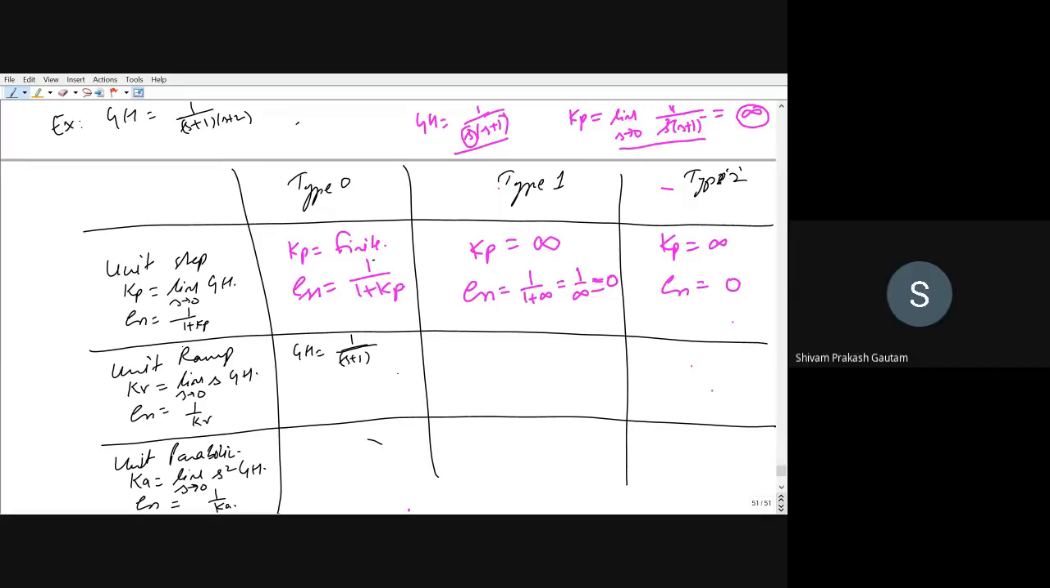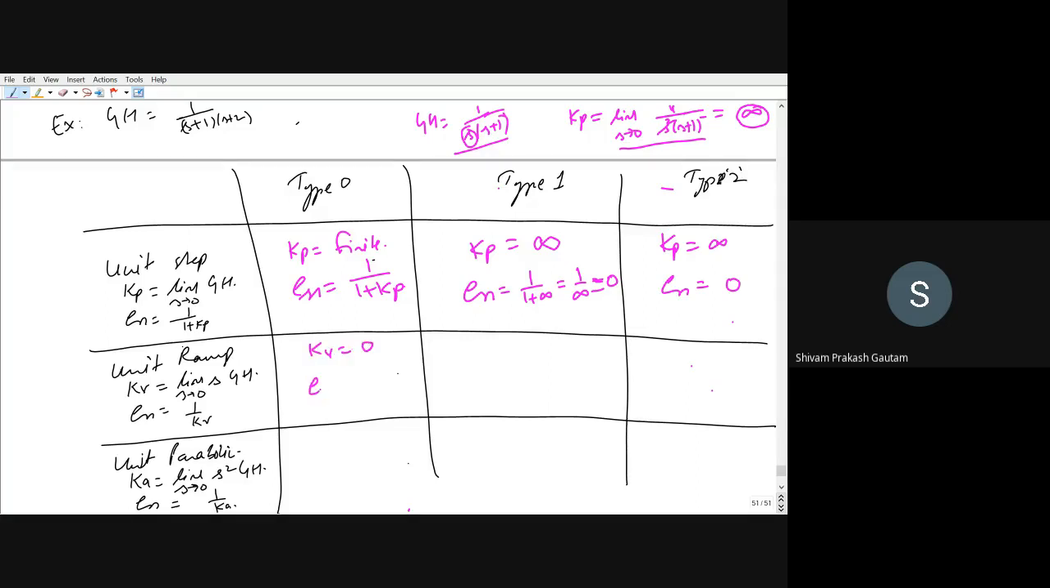Yes, sir. Okay. So how do you calculate Kv? Limit s tends to 0, s into G(s) into H(s). This will be equal to s plus 1. Now if I put s equal to 0, what will you get? This will be equal to how much? 0 upon 0 plus 1, that is 0. Kv will be equal to how much for type 0? 0. Kv will be 0.